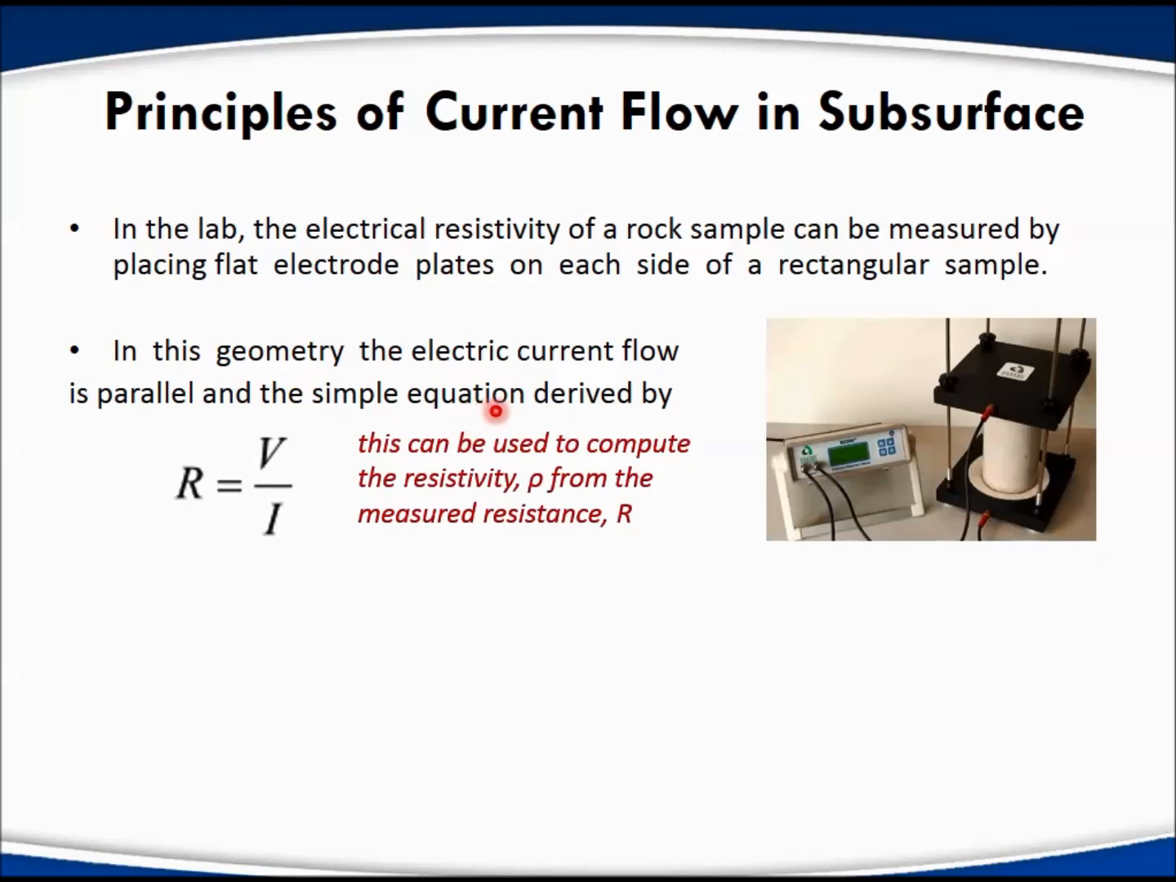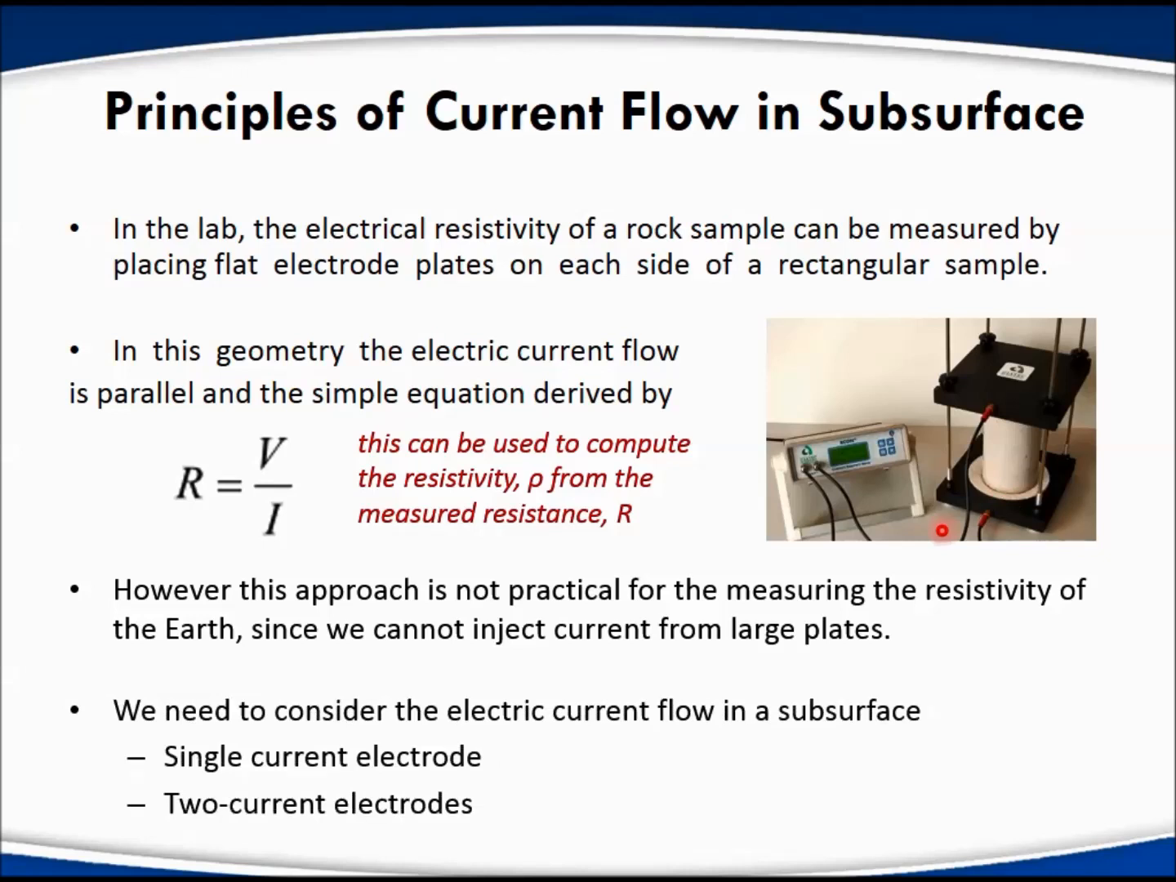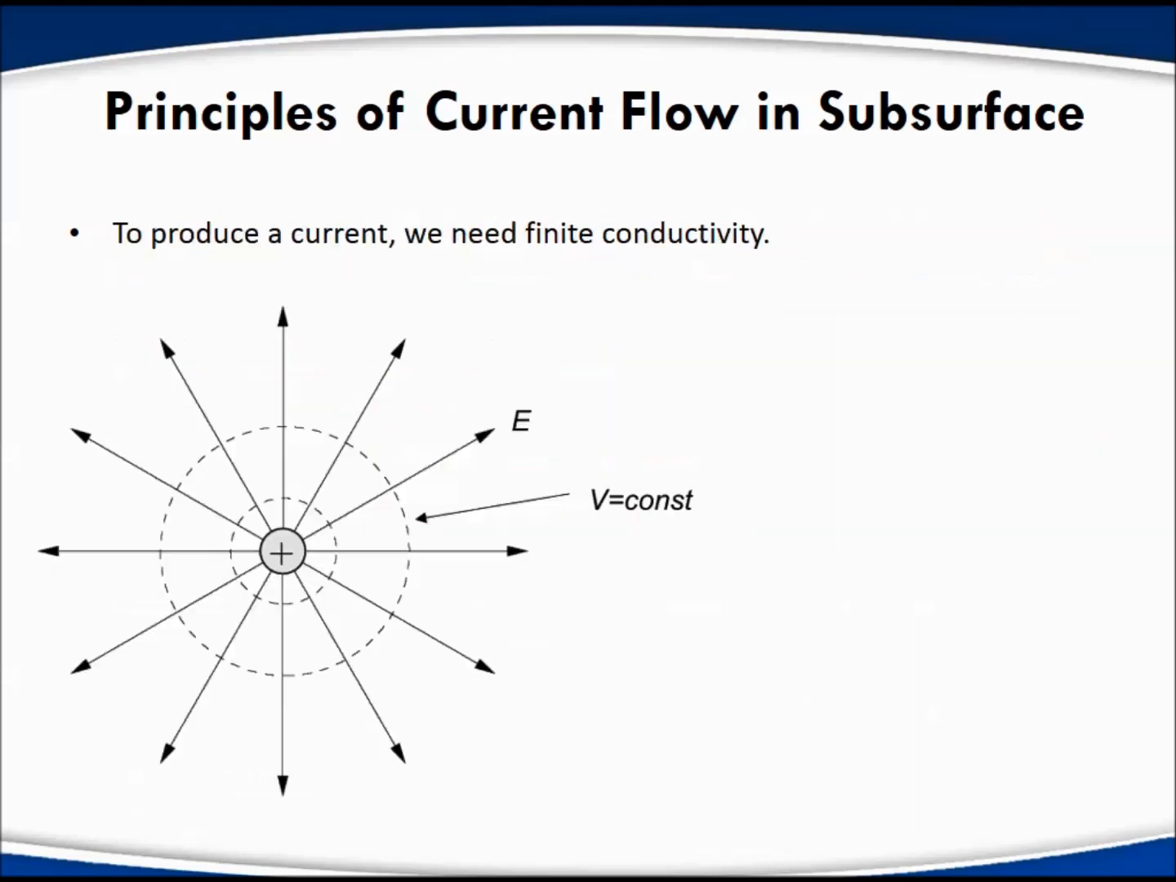However, in reality, it is not applicable when it comes to investigating the Earth's electrical properties, because we cannot put another electrode like this one at the other end of the Earth's layer. Hence, we need to consider the movement of current in vertical and horizontal ways, or horizontal distribution. Therefore, we need to consider a single current electrode and two current electrodes.